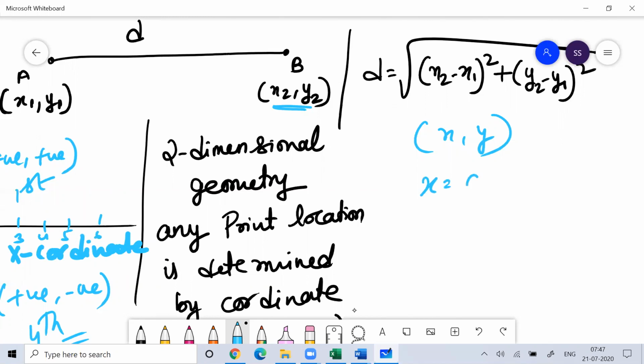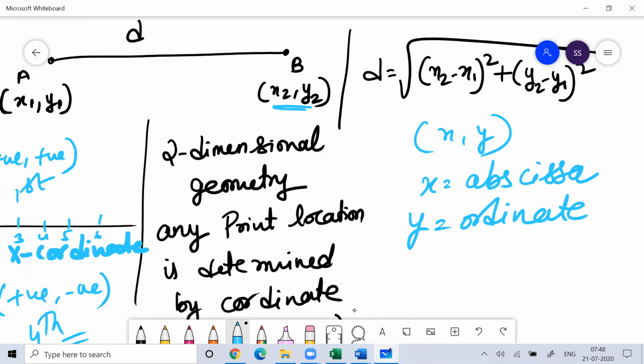So x is called the abscissa and y is called the ordinate. You can remember these as terms.